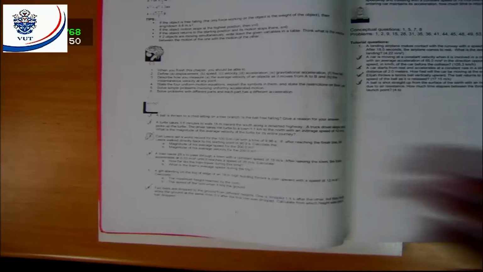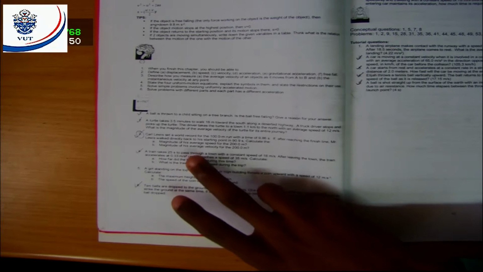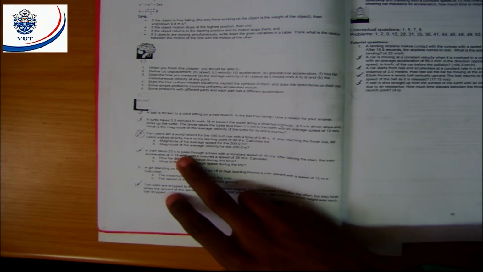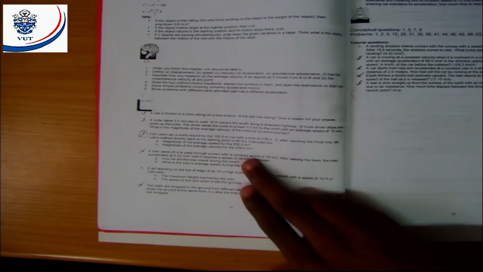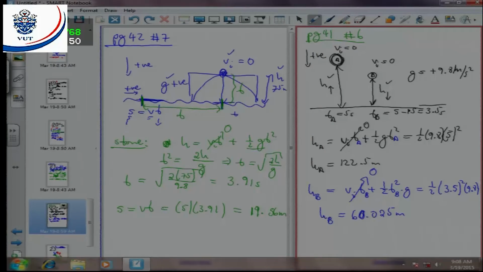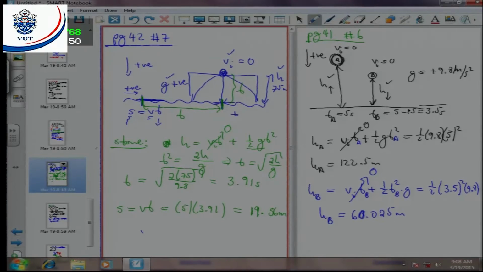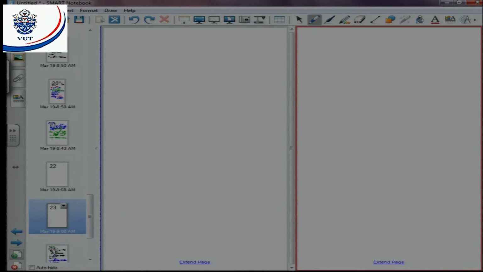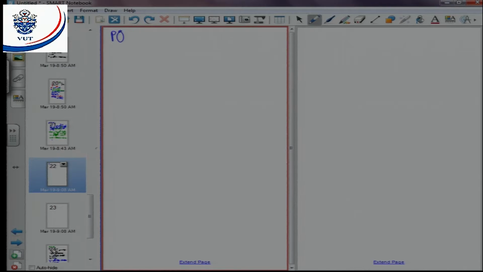So that's number 6. Now we will skip number 5 and go to number 4. Number 4 says a train takes 25 seconds to pass through a town with constant speed. So let's just stop there and record the information. New page. So we are on page 41. We're looking at problem number 4.